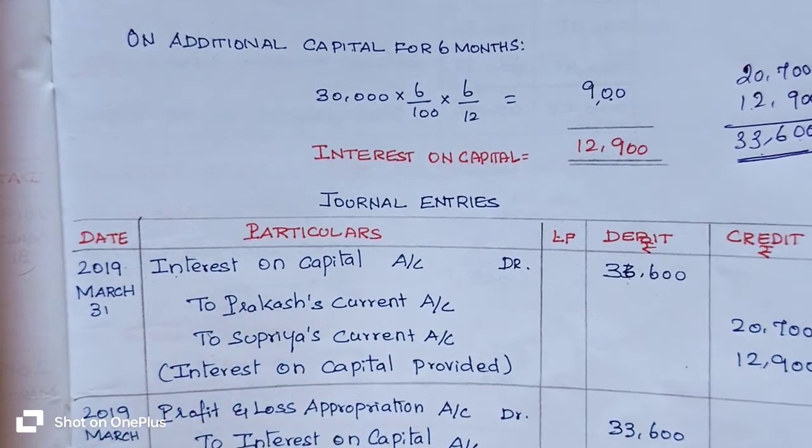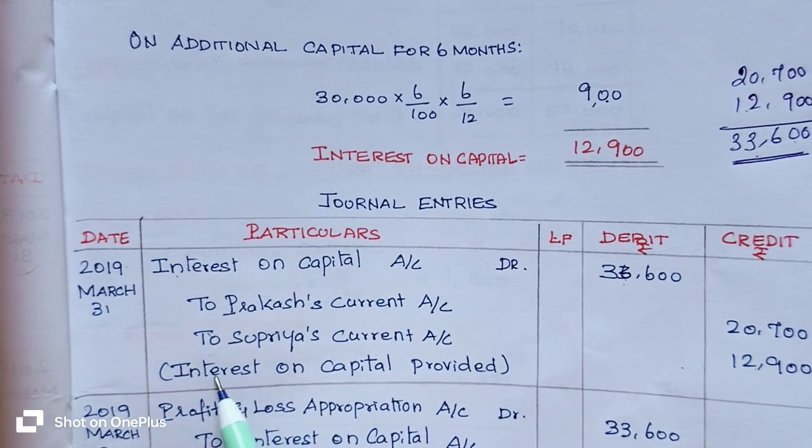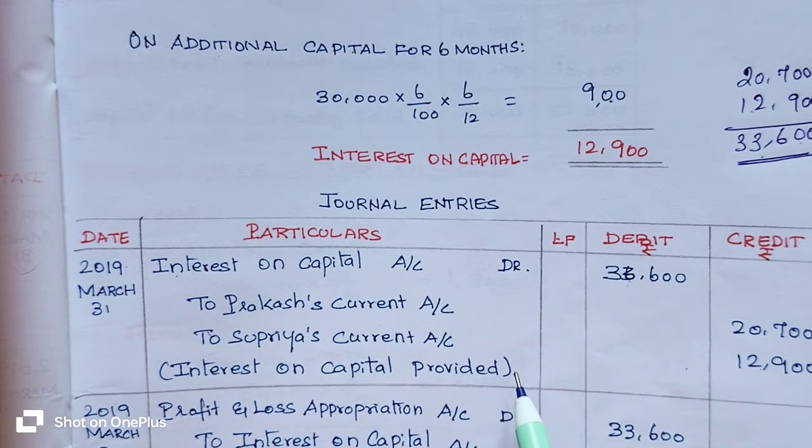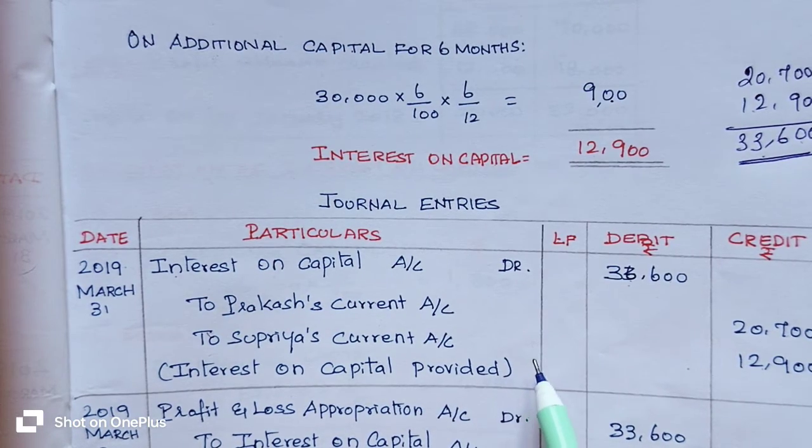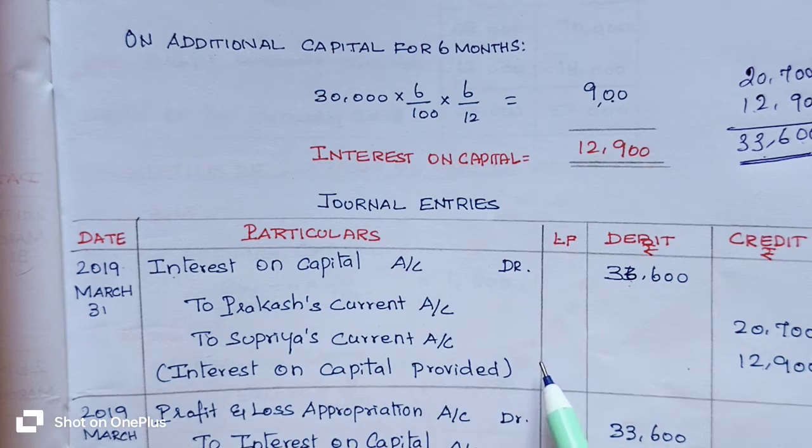We should write the narration. Okay, interest on capital provided. If we do not write the narration, you will lose 1 mark.